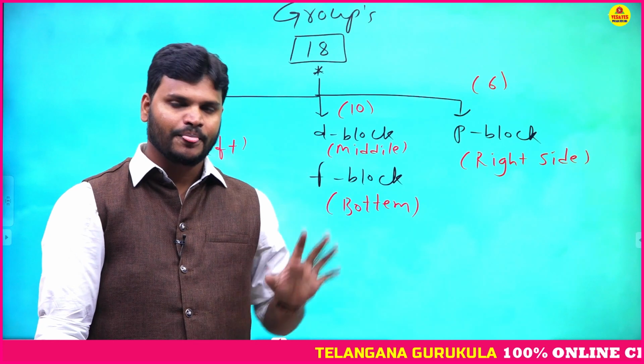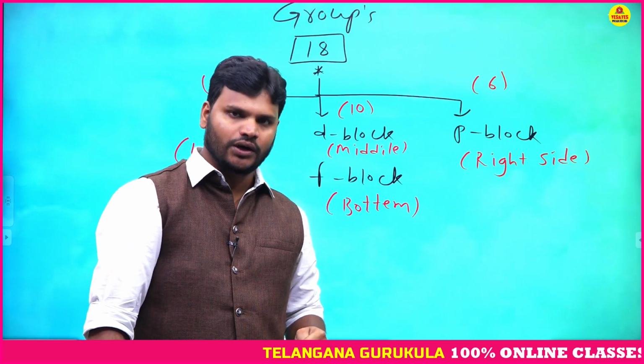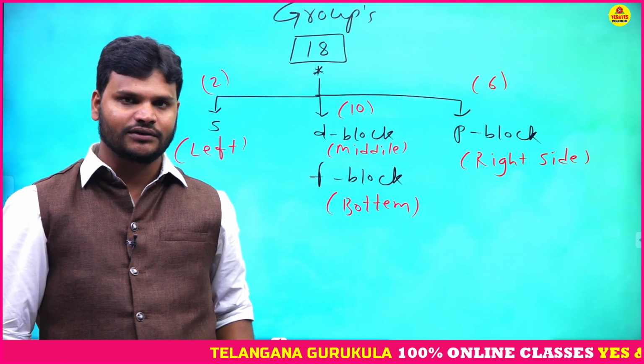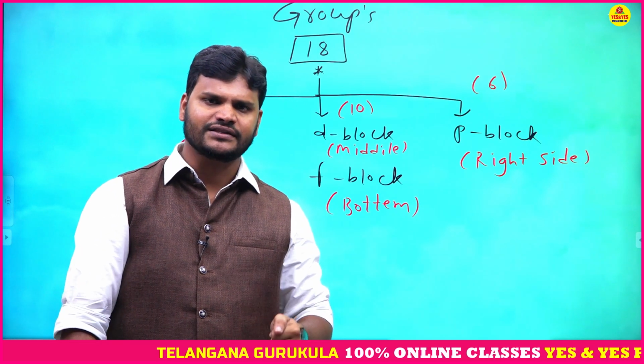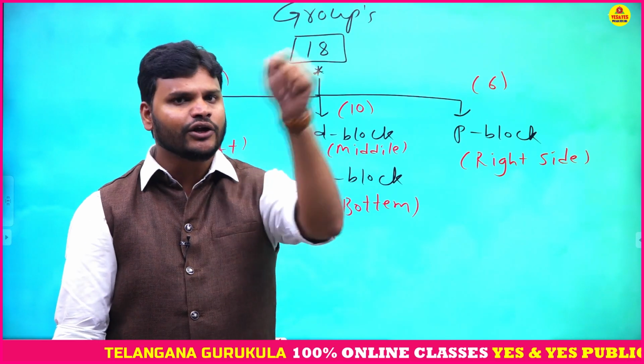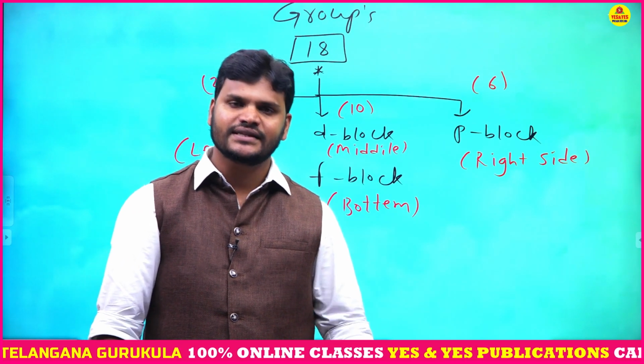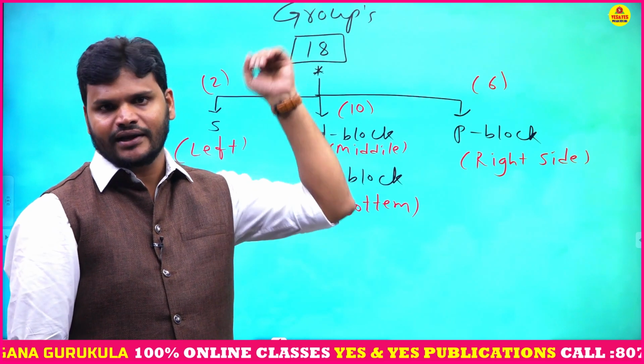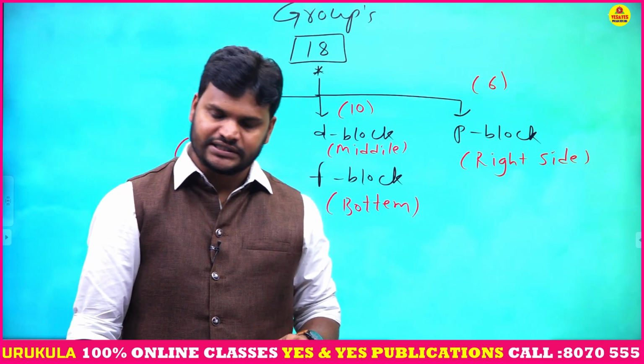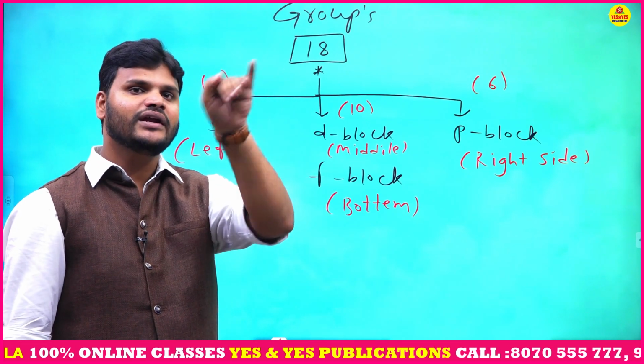Is it clear? Generally some students get one doubt. Your doubt is, sir, what about the F block? The F block doesn't have any separate groups. The F block is included in the D block, inside the D block only. That's the reason don't say the F block contains 14 groups like that. The F block is included in the D block only.